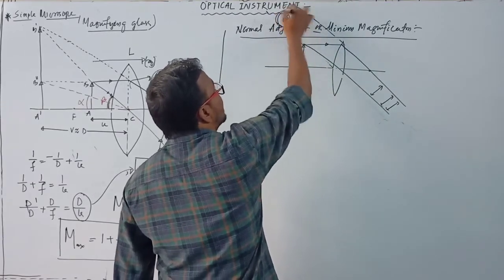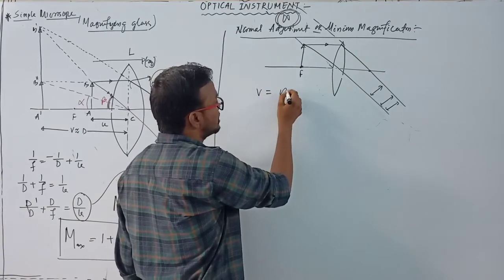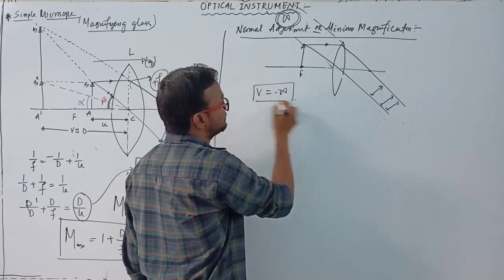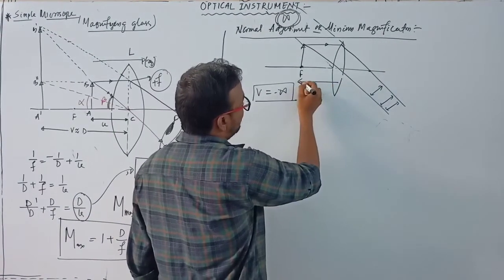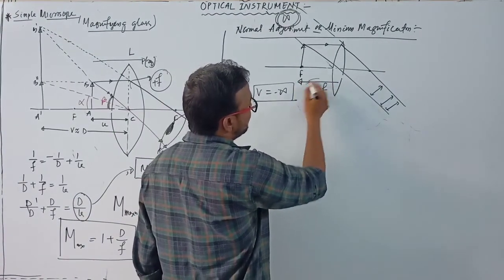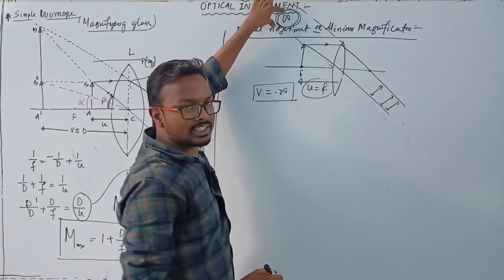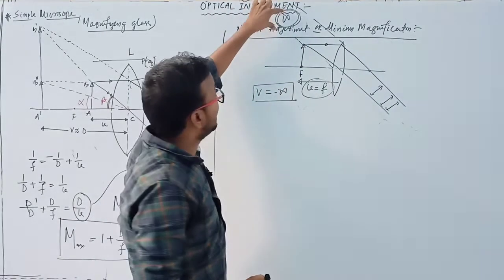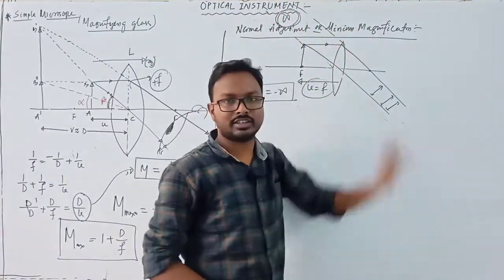The image is formed at infinite distance. At that time we have to use v equal to minus infinity, because this is an infinite distance image. Now the object is here, u equal to f. The object is situated at the focus, but the image which we get is at infinity. Clear? At that time we get a normal adjustment, or a minimum magnification.